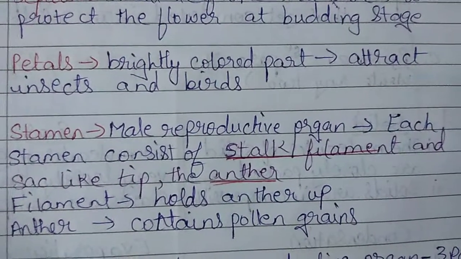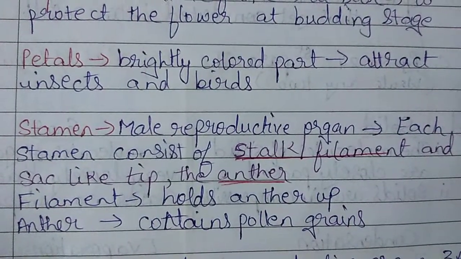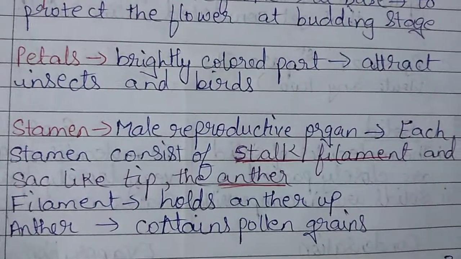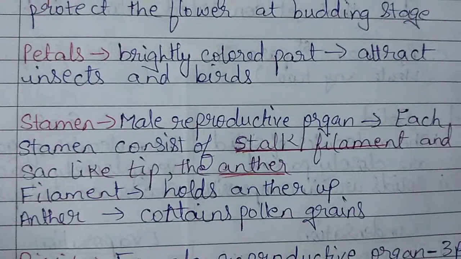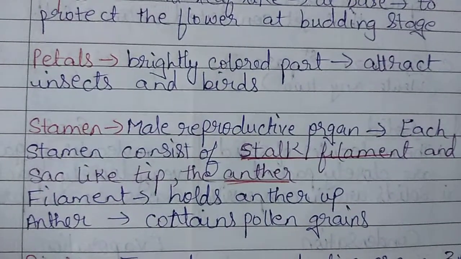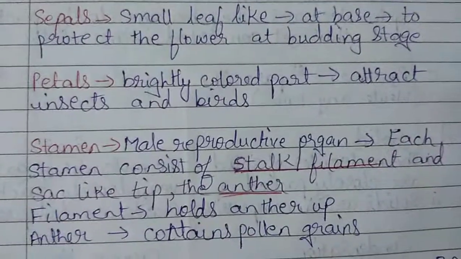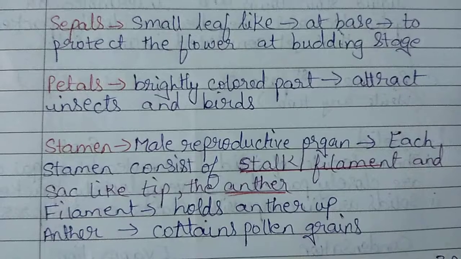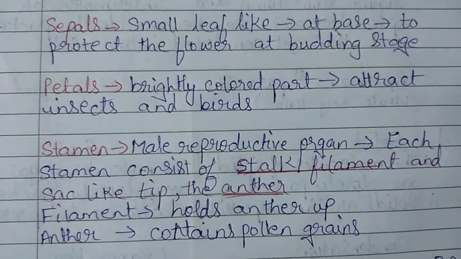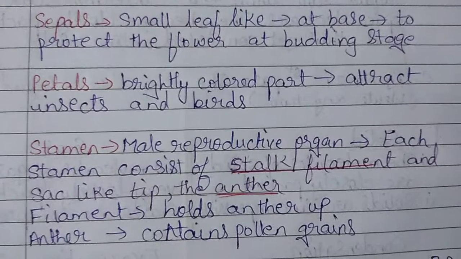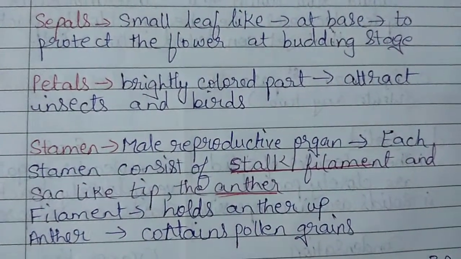The filament holds the anther up, and the anther is sac-like. And what does it contain? It contains pollen grains. So this is the stamen. Stamen is the male reproductive organ. It consists of the filament, which is also called the stalk, and this filament holds the anther up. The anther is a sac-like structure which contains pollen grains.